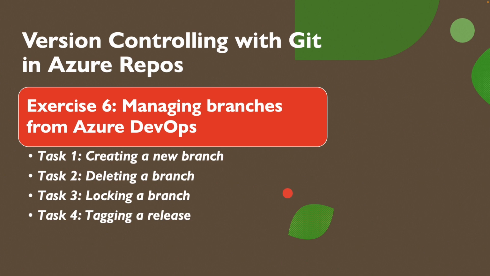Now the next exercise is managing branches from Azure DevOps. In addition to all the functionality available in Visual Studio Code, you can also manage your repo branches from the Azure DevOps portal. So we're going to use Azure DevOps portal to create a new branch, delete a branch, lock a branch, and tag a release.